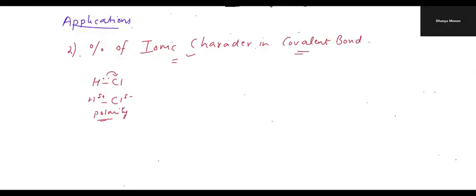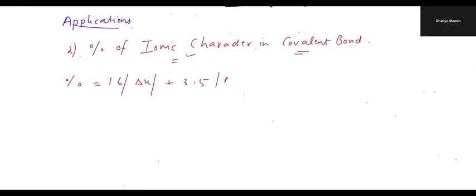Now, how to know the ionic character? There is a small formula for this. Percentage of ionic character is given by 16 delta X plus 3.5 delta X squared. Delta X should always be positive, that's why I've written it in a box like this. Where delta X is the difference of electronegativities.